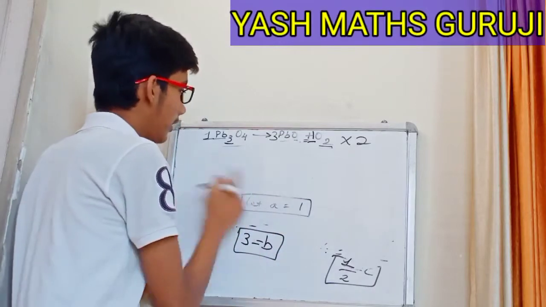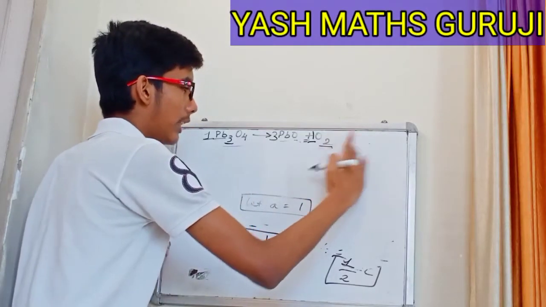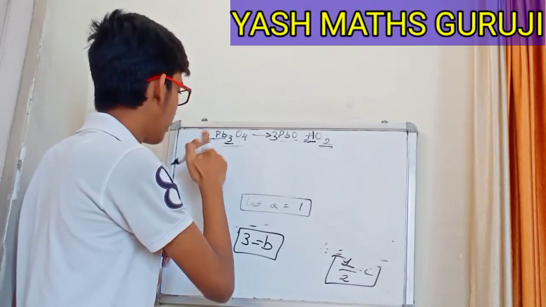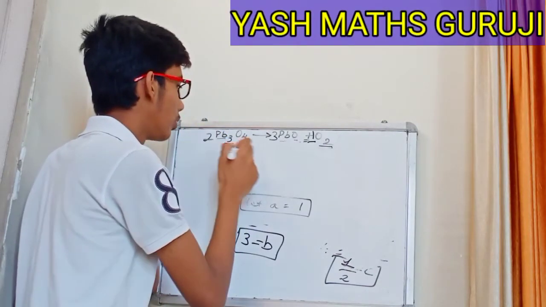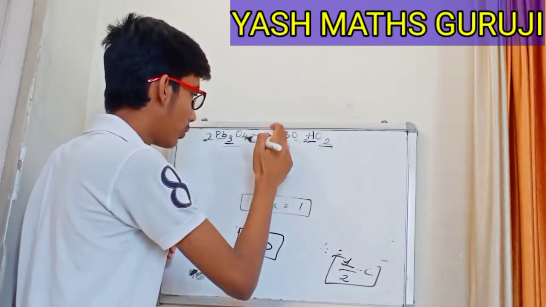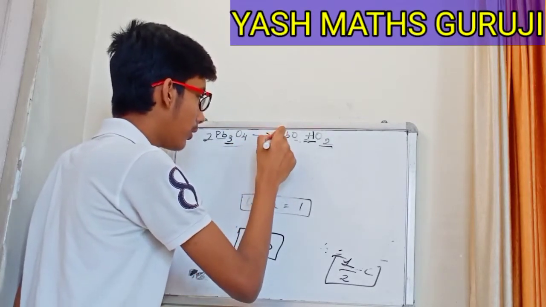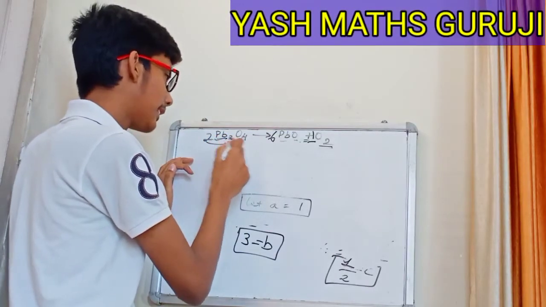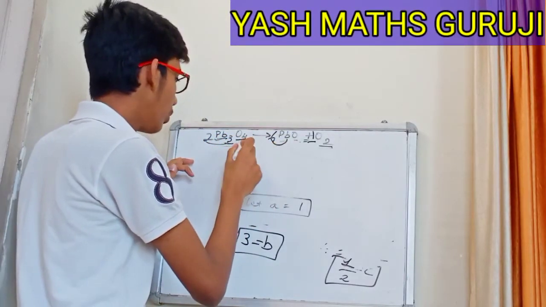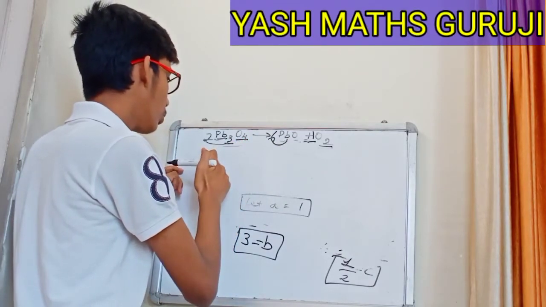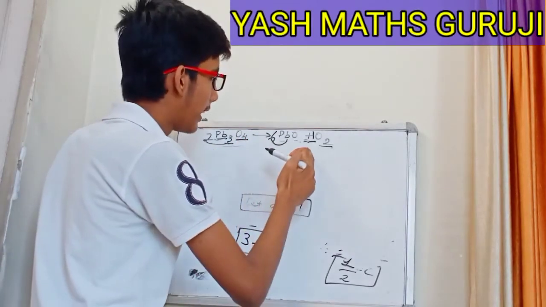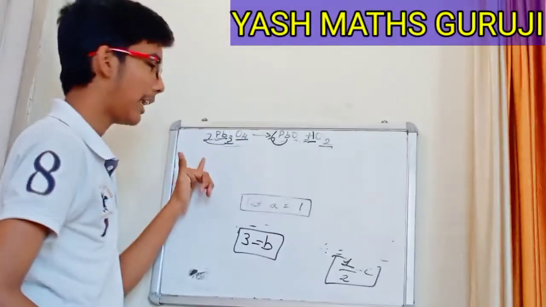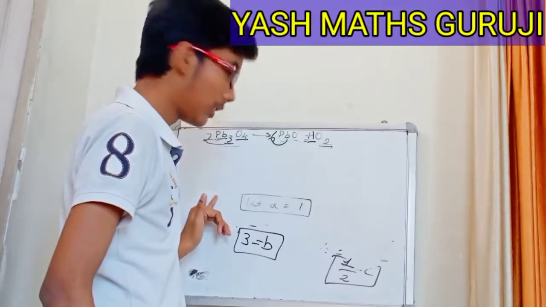Okay, now we will check whether it is balanced or not. So when we multiply by 2, it is 3 into 2, 6 and this will be 1. Okay, so lead on the left hand side is 6 and here also 6. O on the left hand side is 4 into 2, that is 8, and here 2 plus 6, 8. So friends, it is balanced. You have seen how easy it is.